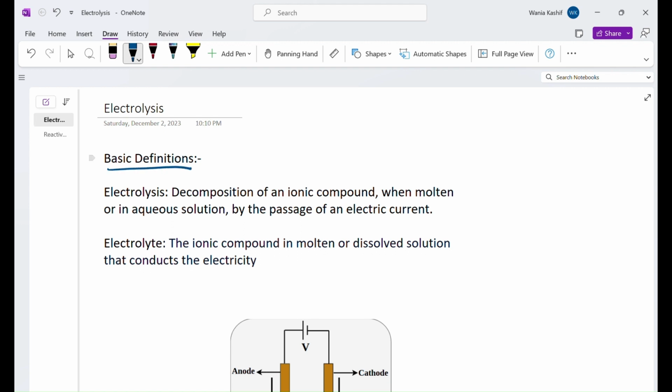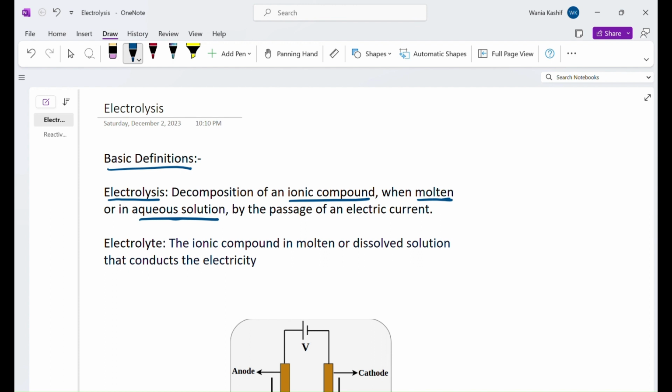You need to be able to write down the definition of electrolysis because it has come as a 1 or 2 mark question. It is the decomposition of an ionic compound when molten or in aqueous solution by the passage of an electric current. It is important for you to mention molten or aqueous, and they can ask why must it be molten or aqueous.